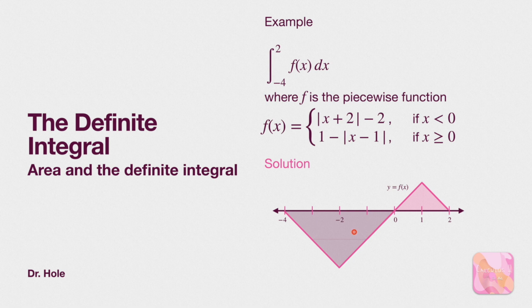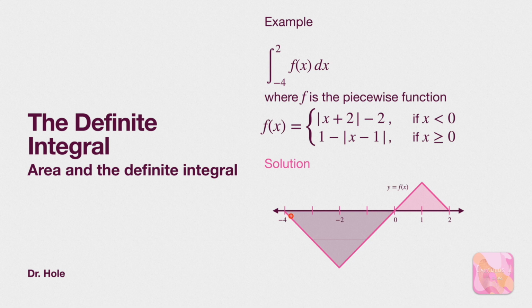We have two triangles. One triangle is below the x-axis, one triangle is above the x-axis. We can use formulas from geometry to compute the areas enclosed. And the one that occurs below the x-axis, we'll assign that as a negative area.